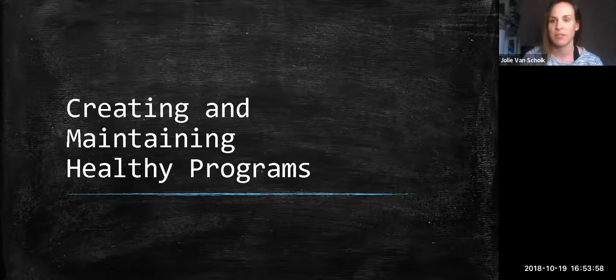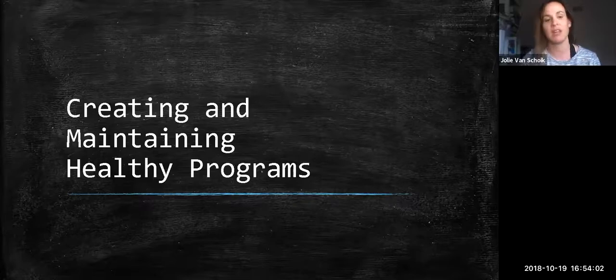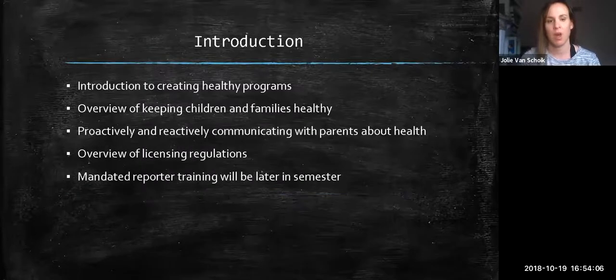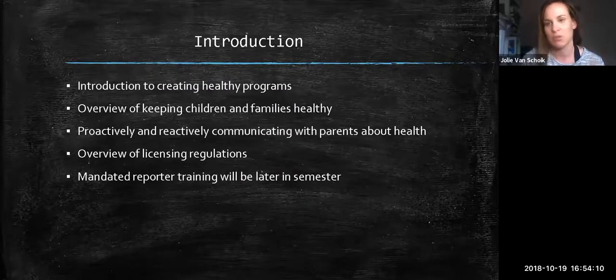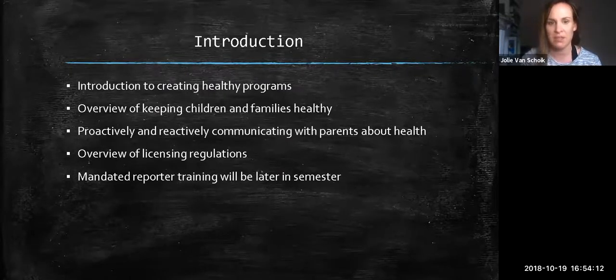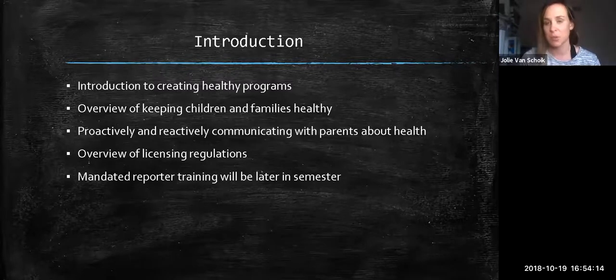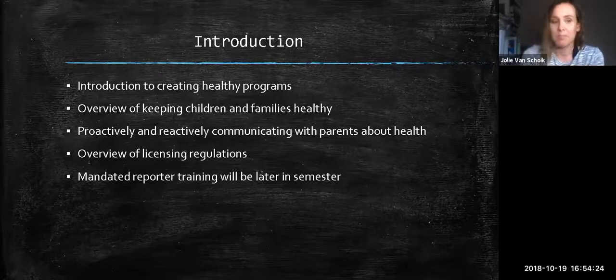So this is the first of the two weekly video lectures. This week we're going to talk about creating and maintaining healthy programs. A lot of this is going to be very licensing based, so Community Care Licensing based, because this week is all about healthy and safe environments, and that is literally licensing's core mission, to keep programs and children and adults healthy and safe in the programs that they're at.